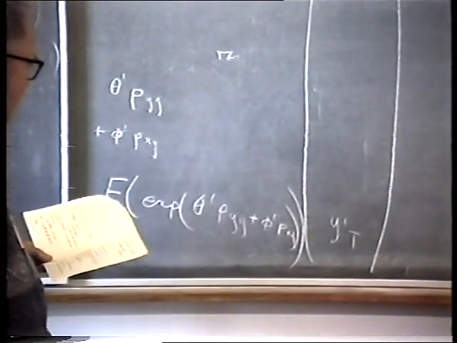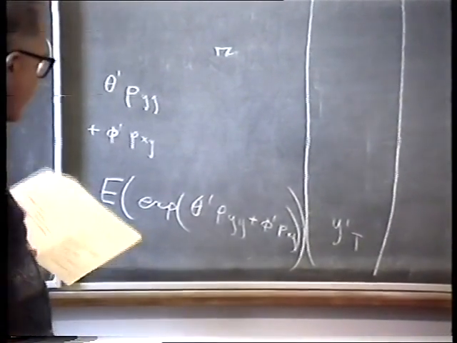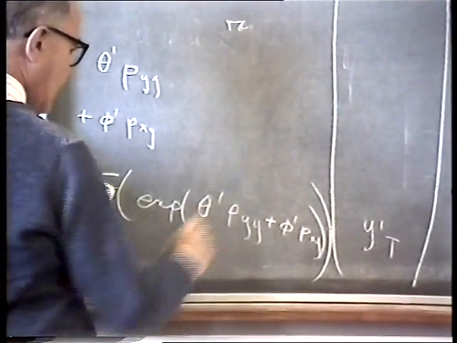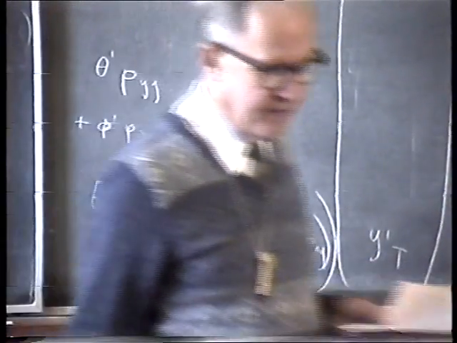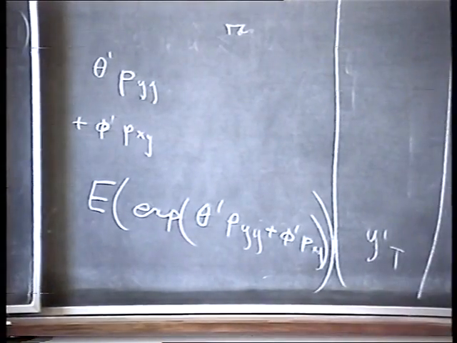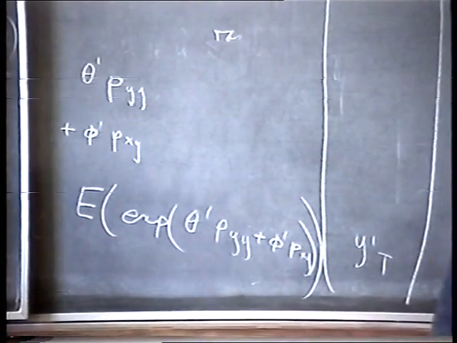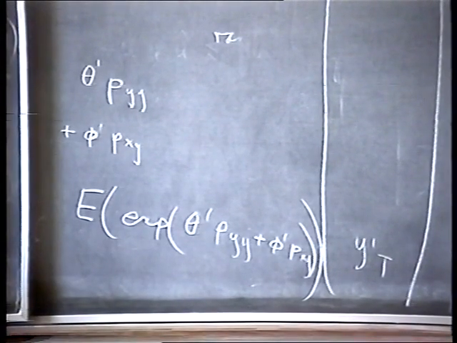Now I say that's the characteristic function. It would be the characteristic function if I'd put in the i, the imaginary number, multiplying it. Since I find it convenient to work with real theta, real phi, this is really the moment generating function.